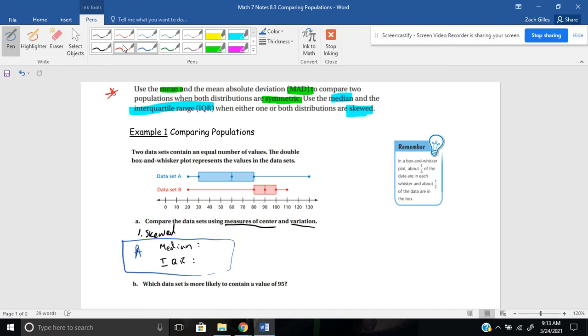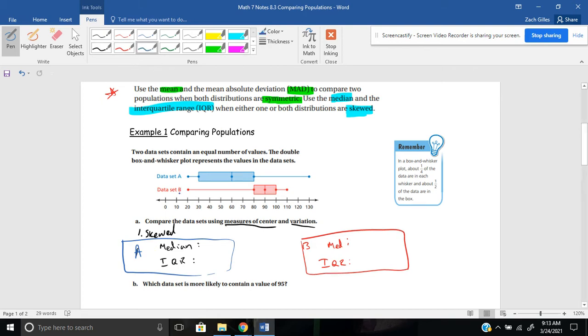And then I also have data set B that I'm going to need to look at here. So I'll have the median and the interquartile range for both sets of data. And then I can kind of compare them. Okay, so let's look and see here.